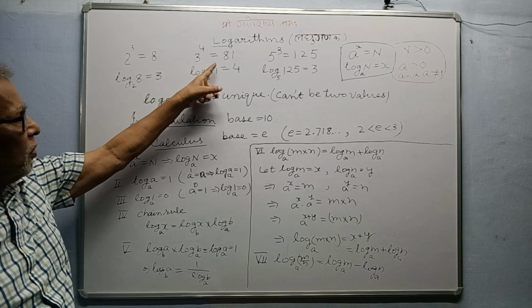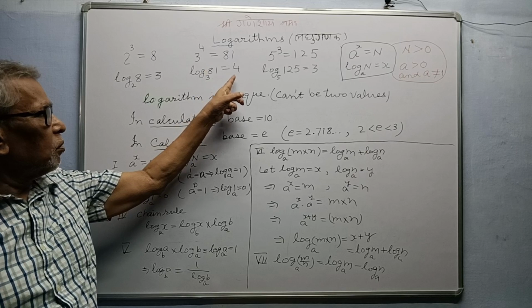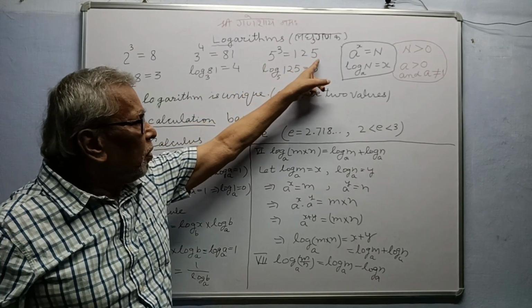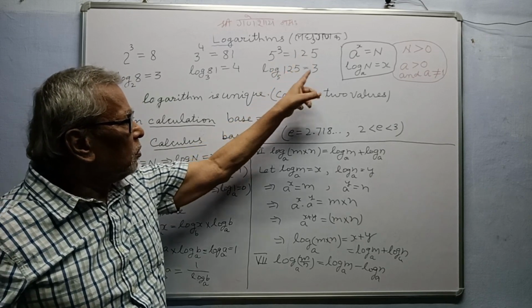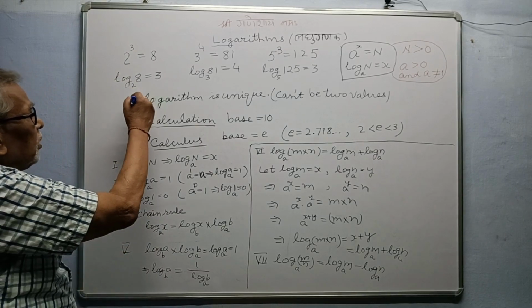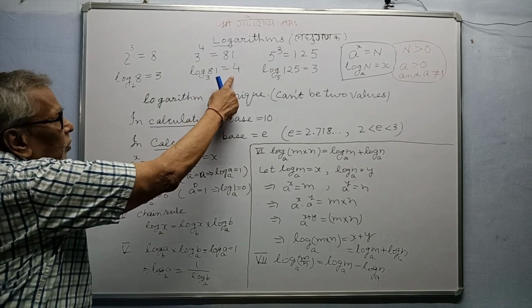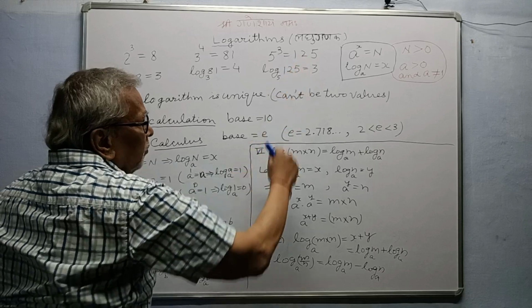3 to the power 4 is equal to 81. So log 81 to the base 3 is equal to 4. 5 to the power cube is equal to 125. So log 125 to the base 5 is equal to 3. We can change as 2 to the power cube is equal to 8, 3 to the power 4 is equal to 81, 5 to the power cube is equal to 125.